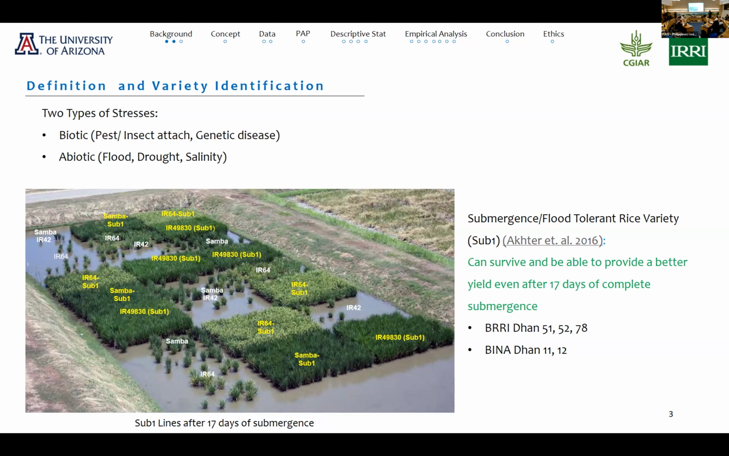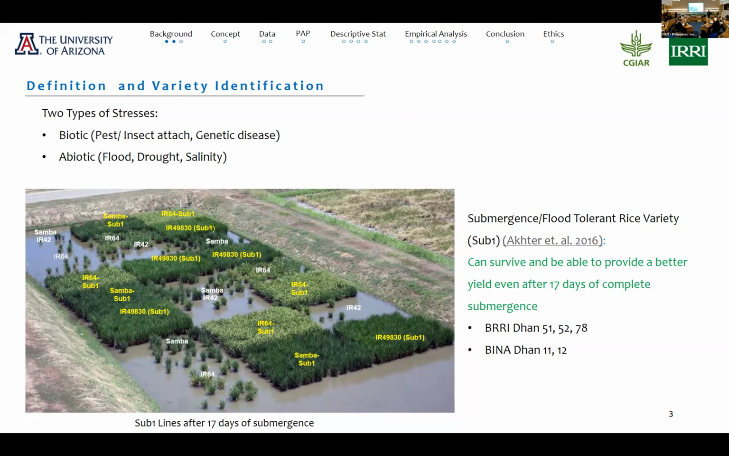And you know that stress can come from many other situations. So we have biotic stress that could be from pests, genetic diseases, insects, and so on. But we also have the abiotic one related to droughts, flood, and salinity. And I'm going to be talking to you today about flood. So anytime I mention stress-tolerant variety or STRV, I'm just relating to submergence tolerant rice variety, flood.